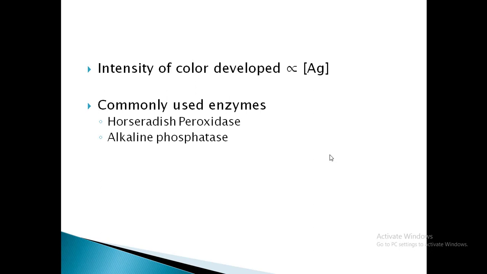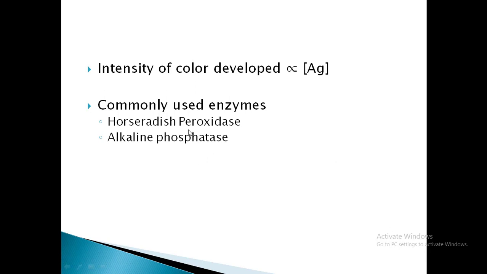Now, which are the commonly used enzymes that are used for conjugated antibody? We have horseradish peroxidase, another is alkaline phosphatase. These are the commonly used enzymes. Now we also have other enzymes, beta-glucosidase, glucose 6-phosphate dehydrogenase, but as these require complex substrates and buffer, they are not used commonly.